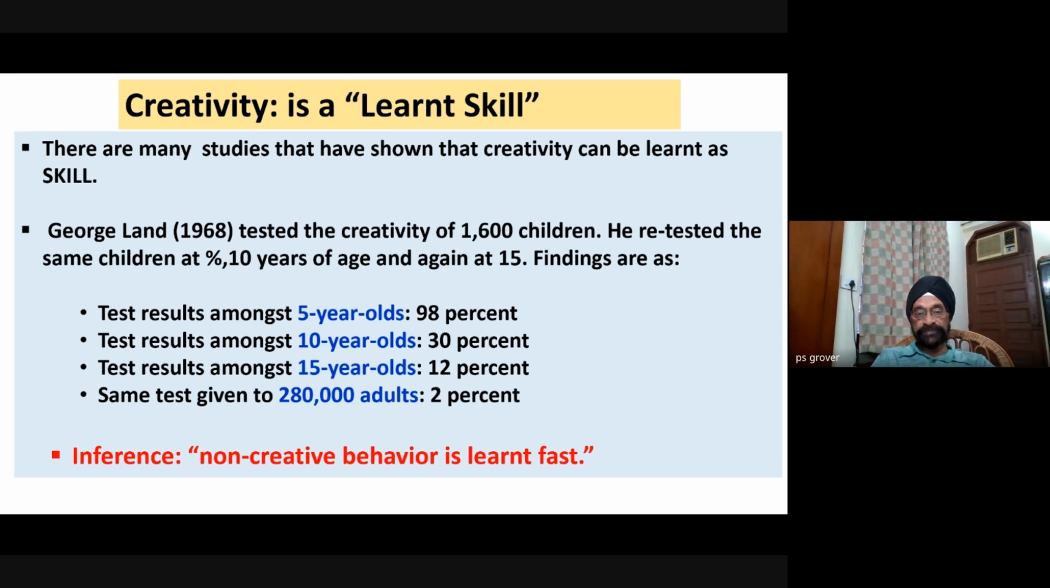See, way back, about 50, 60 years back, psychologists tested these creativity aspects. George Land, way back in 1968, retested the same children every five years. He found that when students are 5 years old, let us say their creativity is 98%. Then when they are 10 years old, it comes down to 30%. When they are 15 years old, it comes down to 12%. When they are adults, 20, 25, 23 years old, now the average is 2%.